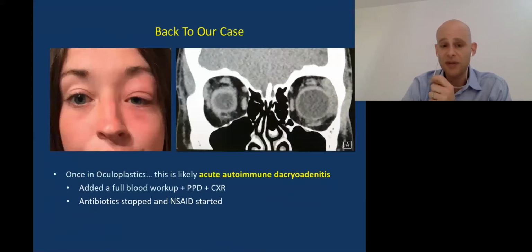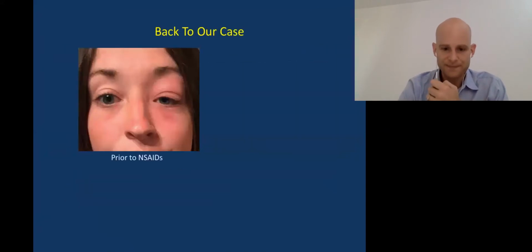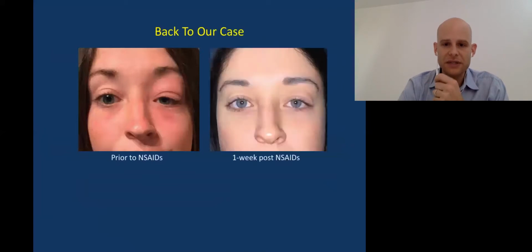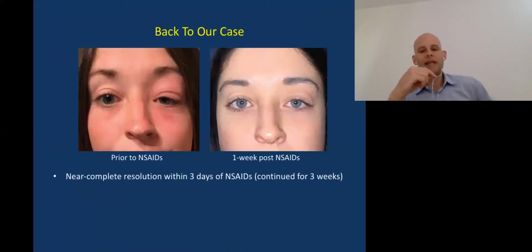I stopped her antibiotics because she was already getting drowned in systemic antibiotics that were not improving anything. So I saw absolutely no benefit to continuing it. And I put her on oral naproxen. Here's how she looked prior to the start of naproxen, and here's how she looked 1 week after naproxen. So she definitely improved clinically, and she had near complete resolution within 3 days of her inflammation. And because she had near complete resolution, I continued her on the naproxen for a total of 3 weeks.